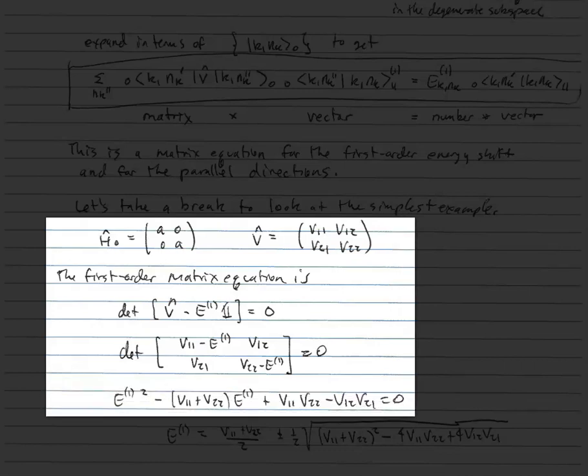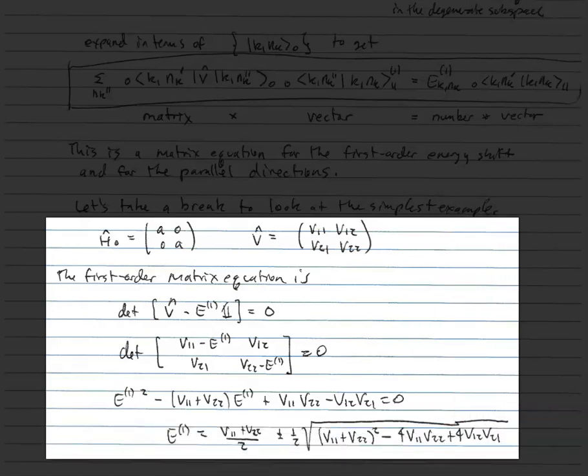The determinant is easy to calculate. I take the product of the diagonal elements minus the product of the off-diagonal elements. I'll get E1 squared minus (V11 plus V22) E1 plus V11 V22 minus V12 V21. And that whole thing is then equal to 0. The quadratic equation then tells us what the roots are. We'll get E1 is equal to (V11 plus V22) over 2 plus or minus 1/2 the square root of (V11 plus V22) squared minus 4 V11 V22 plus 4 V12 V21.